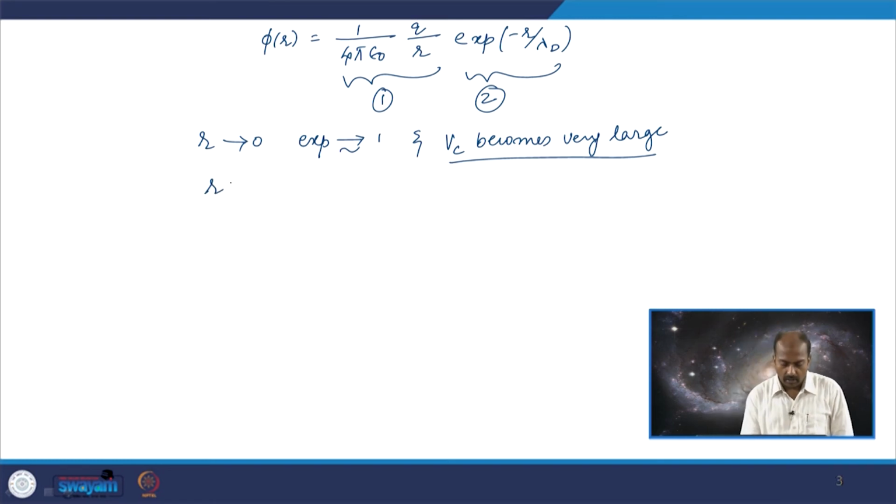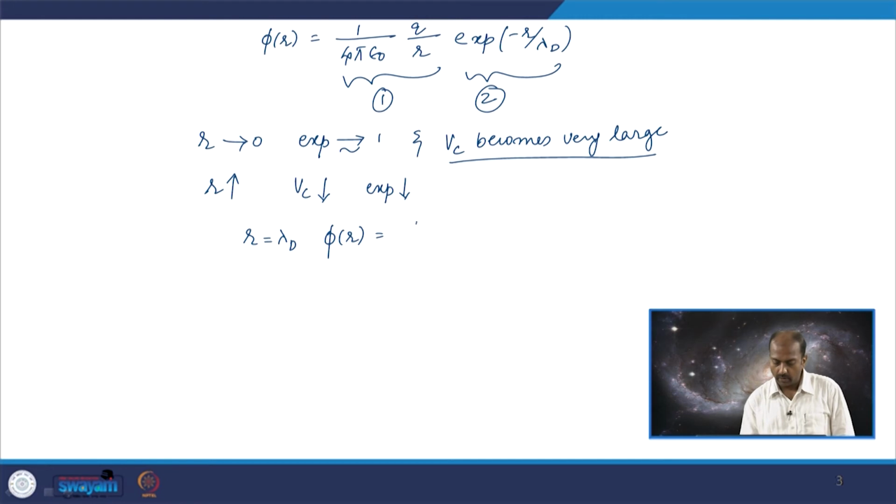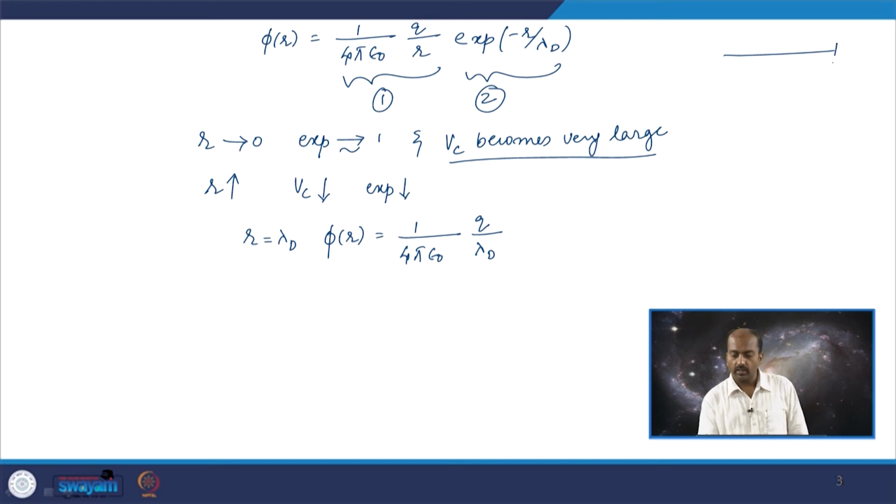When r increases, what happens? The second part will start becoming smaller. So Vc will decrease, and the exponential will also decrease when r increases. How does it decrease? Let us say, for example, r is equal to lambda d. If it were just the Coulombic potential, phi of r would be 1 by 4 pi epsilon naught q by lambda d. Lambda d is just a distance, and everywhere here the potential is decaying as 1 by r.